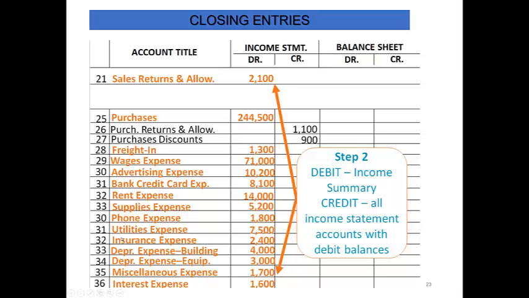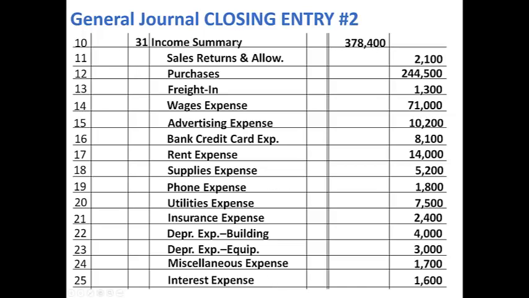The second entry is to move over to the left side of the income statement. So we're going to take everything that has a debit balance and credit it to close it. So we will debit income summary and then credit all these accounts individually to close them. So we can list income summary first and then enter all these credits here to offset the debits on the income statement column. We can then add all these up and then put the total in income summary. So that is the second entry.